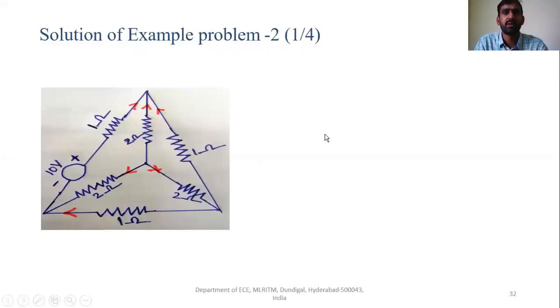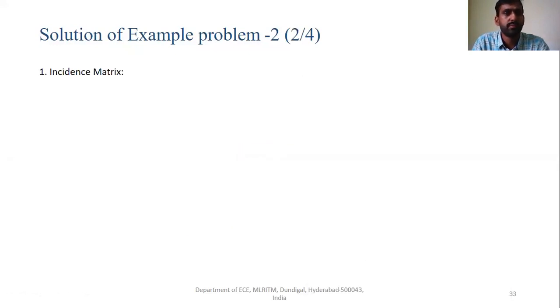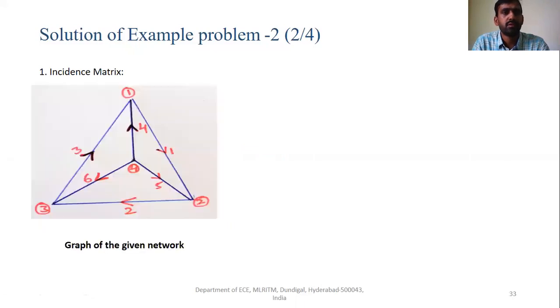So let us obtain the incidence matrix. This is the graph which we have obtained. For this graph, we have to find the incidence matrix. So what will be the rows of the incidence matrix? The rows of the incidence matrix will be the number of nodes. What could be the columns? The columns are going to be the number of branches.